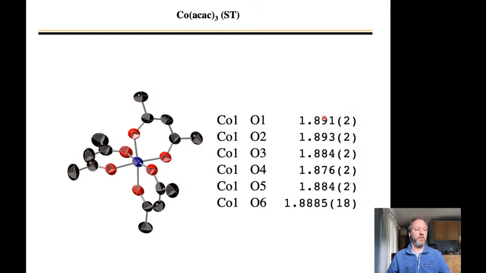And the way you determine whether two numbers are the same or not is you add 2 or 3 of the sigmas, and if they overlap, then they're the same. So 1.891 plus 0.002 puts us on top of this. So these two are indistinguishable. 1.884 plus 2 sigma is 1.888, which is 2 sigma away from this one. So the point I'm trying to make is these are basically indistinguishable bond lengths.